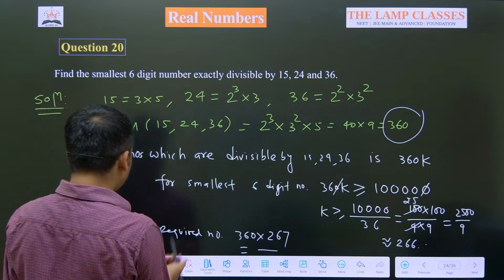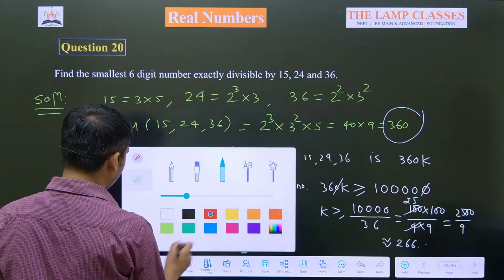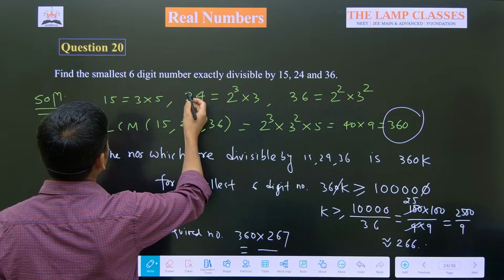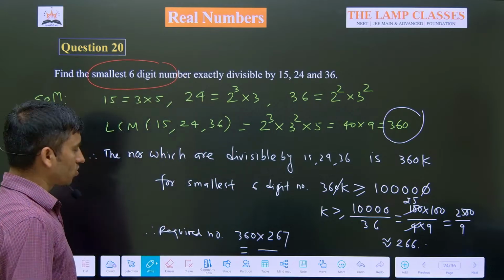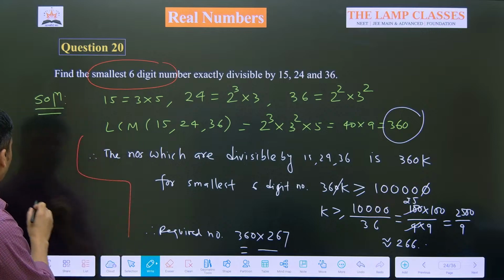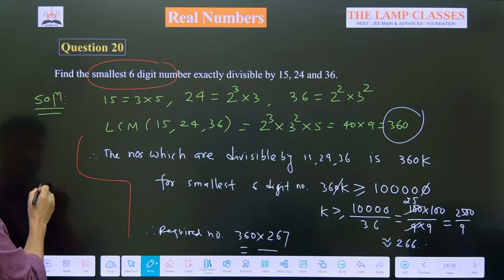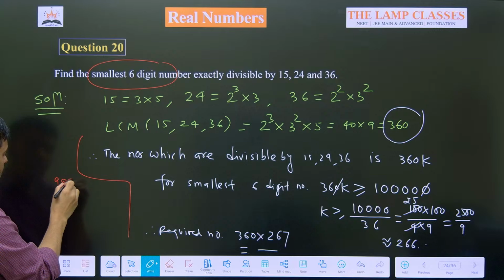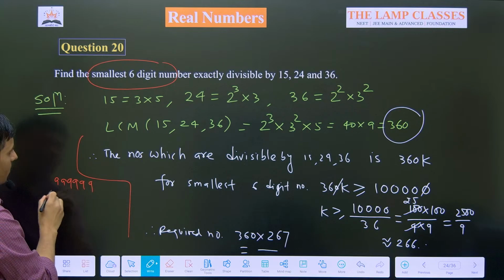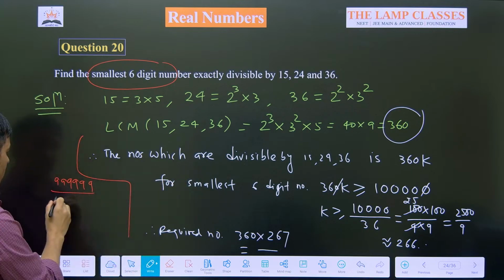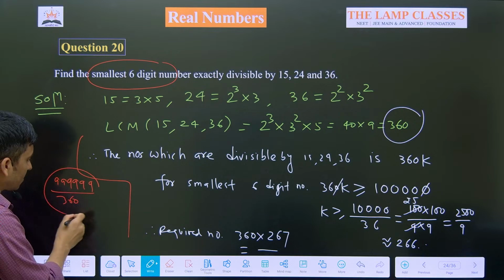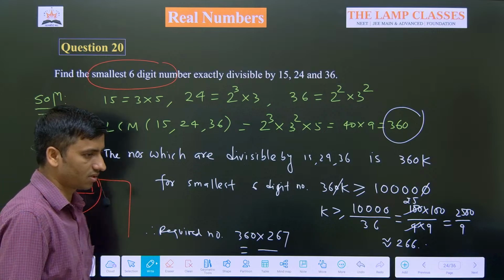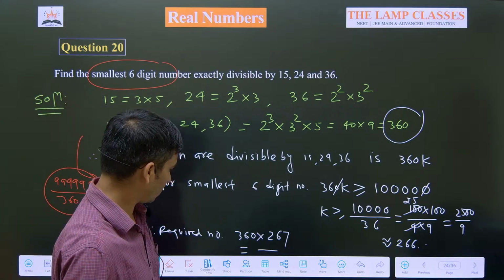Yeah, in this question, another variety might be that they ask you what is the largest 6-digit number. So in that case, what will you do? You will divide the largest 6-digit number, that is this, upon 360. So k will be just greater than that number in that case. Oh, calculation.